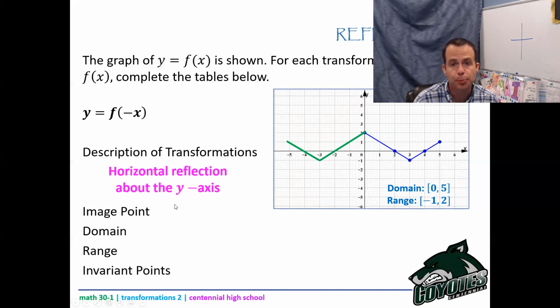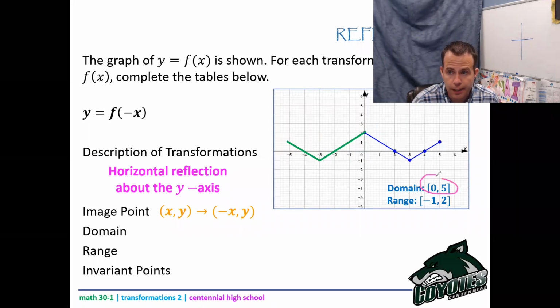Now, the image point, that's the mapping rule. (x, y) would map to, well, what did we do? We made all my x's negative, so (x, y) maps to (negative x, y). The domain, you can read the domain from the graph I've drawn, or you can just take a look at the original domain for a sec. The original domain was 0 to 5. All my x's get negative, so that's going to be negative 0. Well, negative 0 is still 0. And 5 would become negative 5.